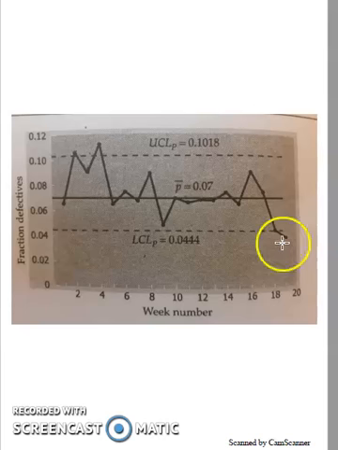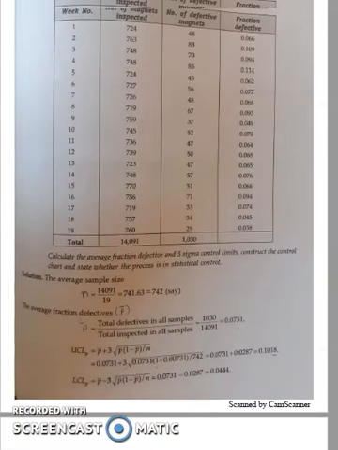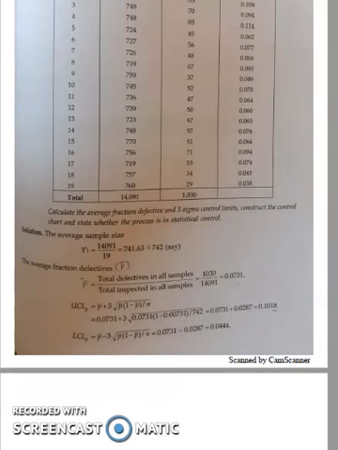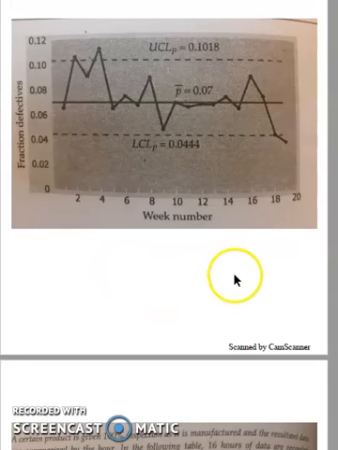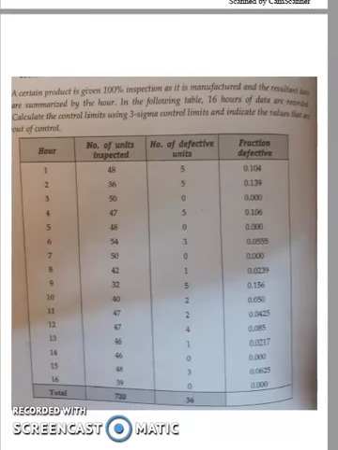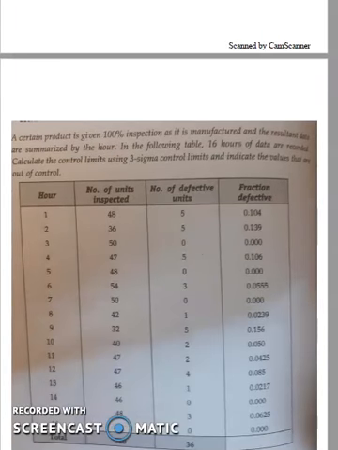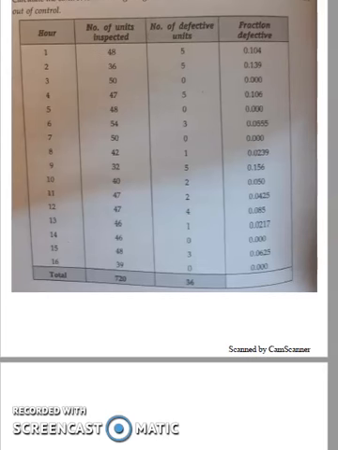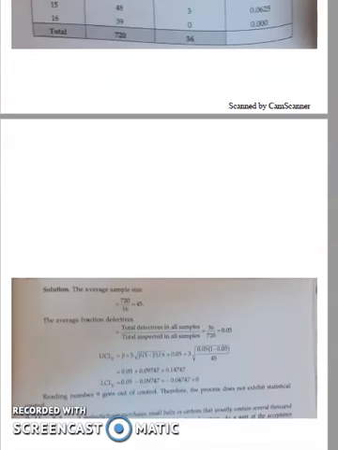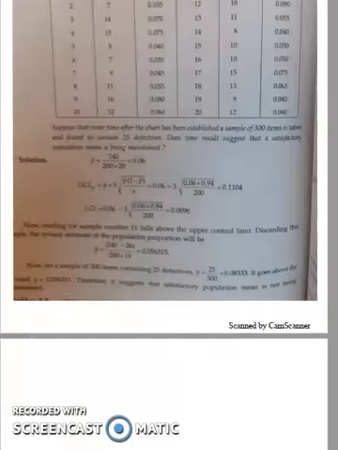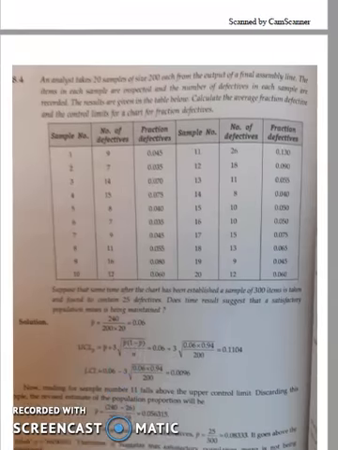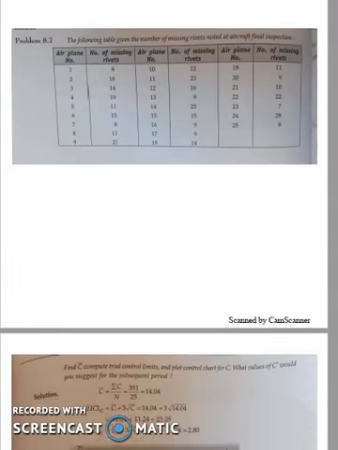Please understand this problem, solve it once again and calculate it, and write an inference based on this chart. Okay, now we will see the next problem. The next problem is the same p-bar chart. I think you will be able to understand and solve the problem. The same p-bar problems are solved here.